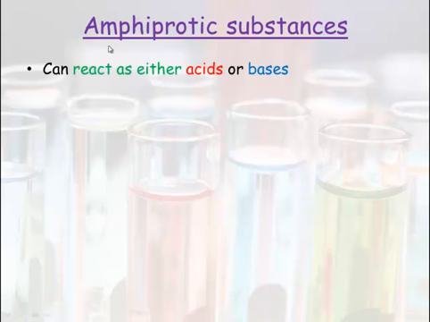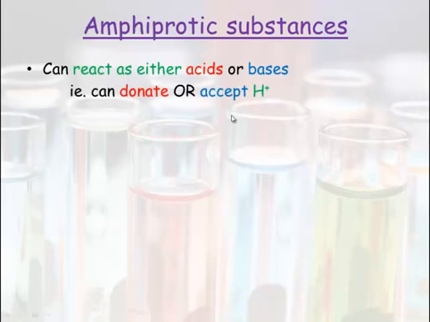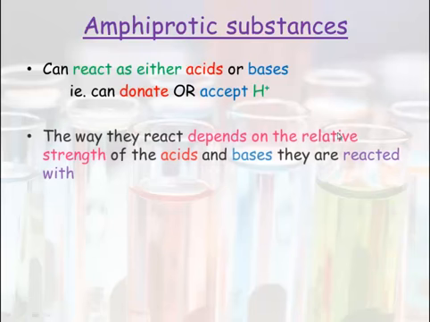These are called amphiprotic substances. Amphiprotic, I think of ambidextrous. Ambidextrous, you're left-handed and you're right-handed. Amphiprotic means that they can act as either acids or bases. So they can either donate or accept that hydrogen, as we just saw. The way they react depends on the relative strength of the acids and bases they are reacted with.